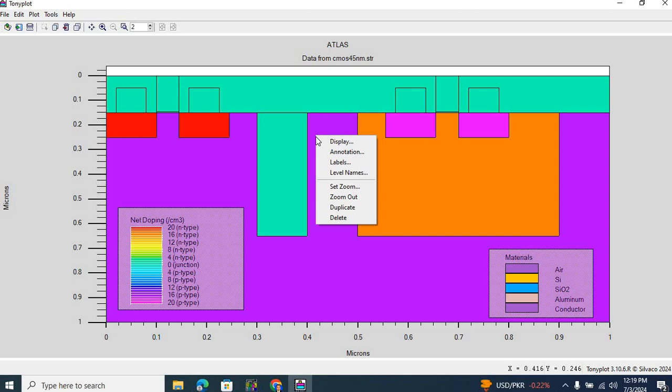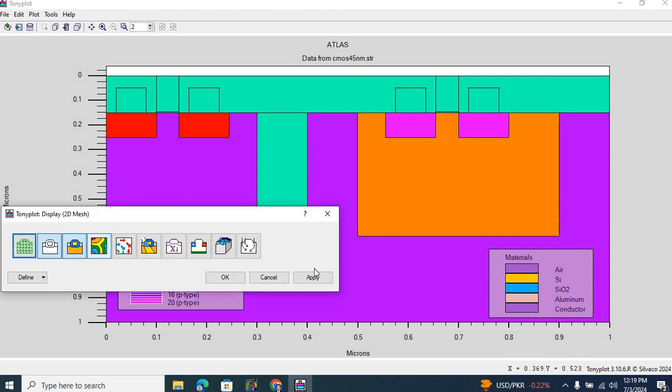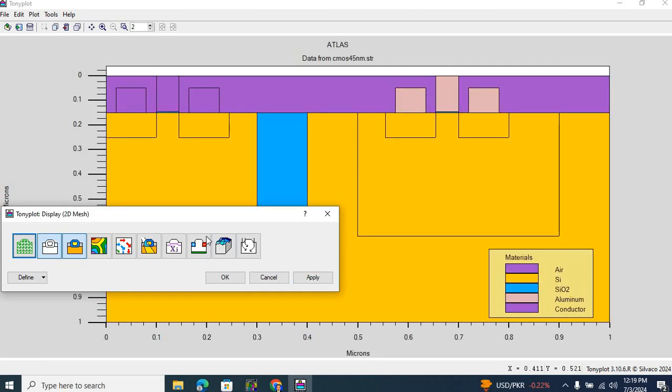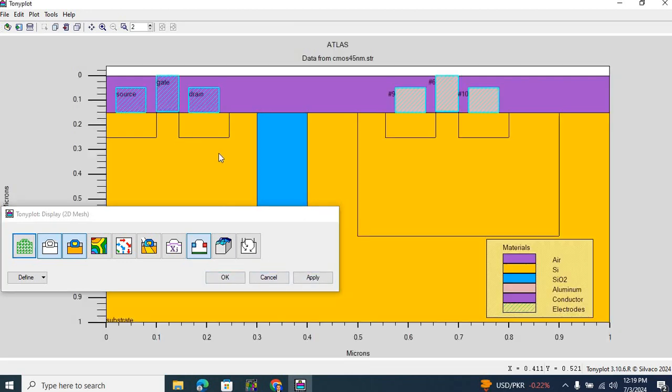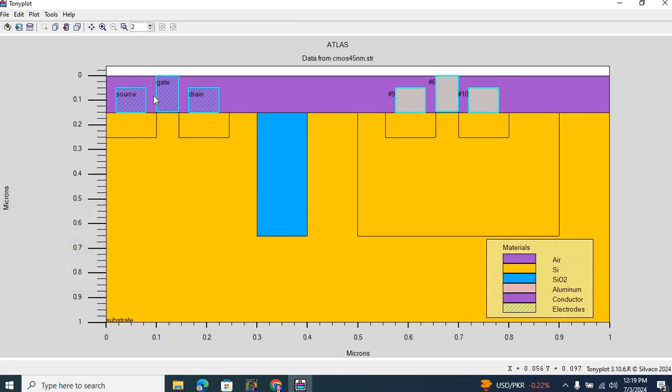So these are the doping profiles, and let me uncheck the doping profiles, and we can also look at the contacts by clicking on this icon. So hit apply. We have a drain contact, we have a source contact, and we have a gate contact. Okay, so this forms an NMOS.